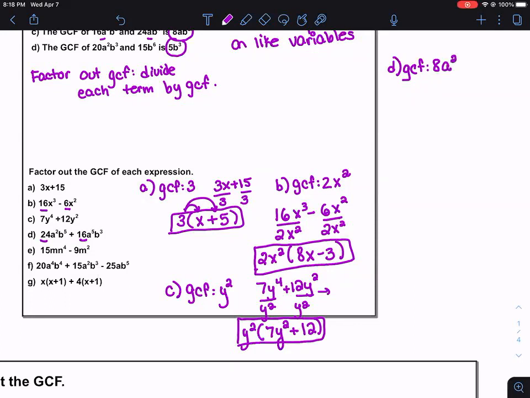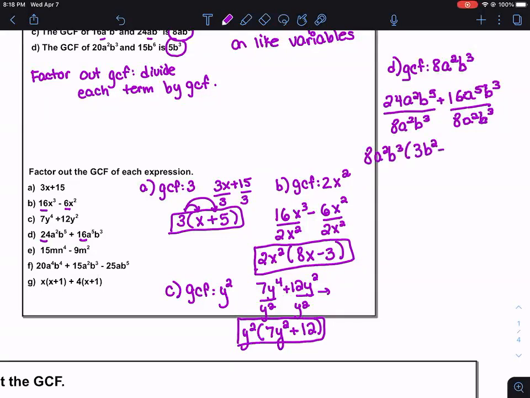A squared and a to the 5th, we go with the lower exponent. B to the 3 and b to the 5, we go with the lower exponent. So again, here is our original problem. I'm just going to use the space up here because I ran out down there. Okay, so again, we are dividing the GCF out of each term. And you did this in the division last unit, so you guys should be familiar with this. So the GCF comes out in front. We're left with 3b squared plus 2a to the 3rd power.